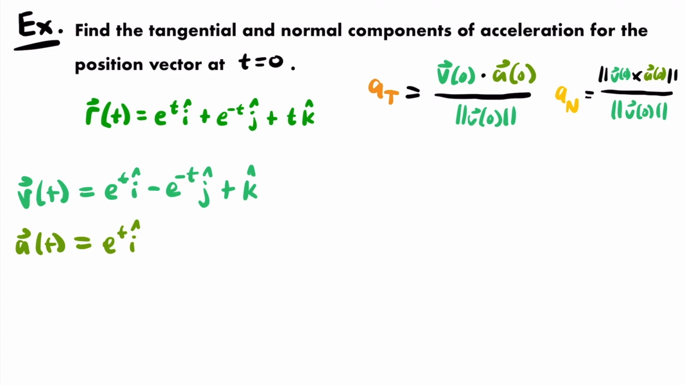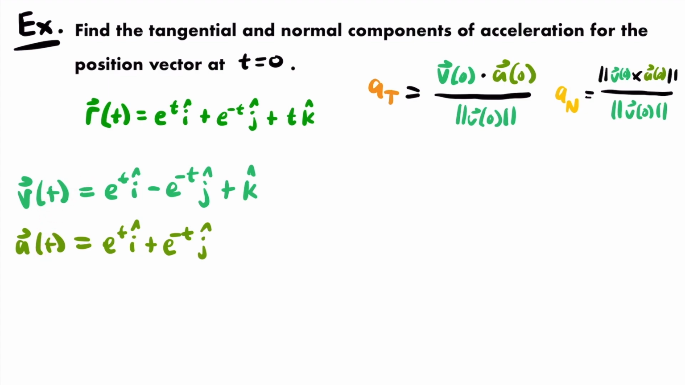but then for the y component, we need to take the derivative of e to the power of negative t, so we're going to need to multiply by another negative 1, which will cancel out with this negative, so we have plus e to the power of negative t times j, and then a derivative of 1 is 0, so there is no z component for the acceleration vector. It will be 0. Alright, and so now let's plug in 0 into these two vectors.